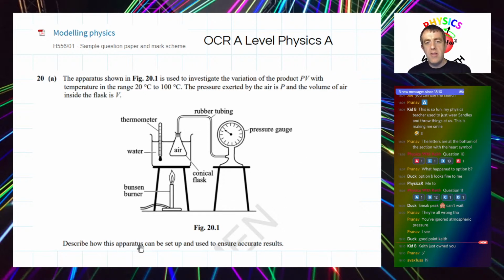So it says, describe how this apparatus can be set up and used to ensure accurate results. I don't know how to answer that. Okay, so describe how this apparatus can be set up and used to ensure accurate results.